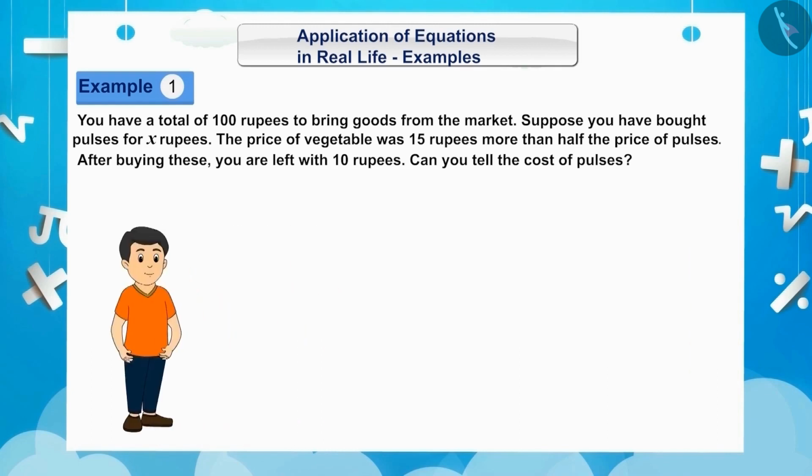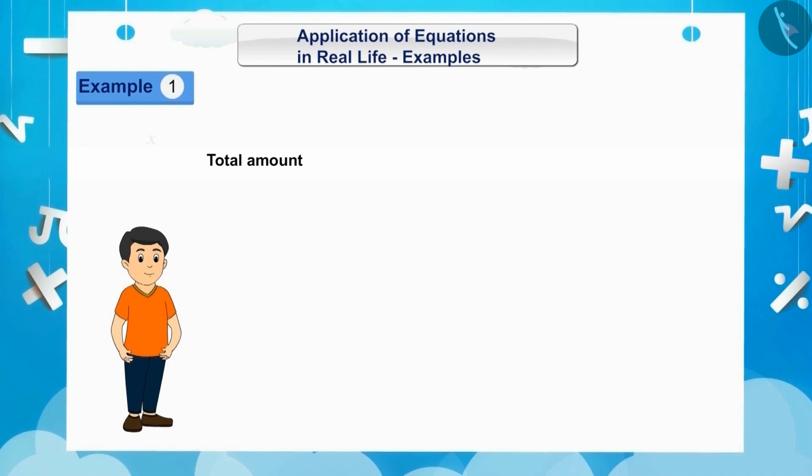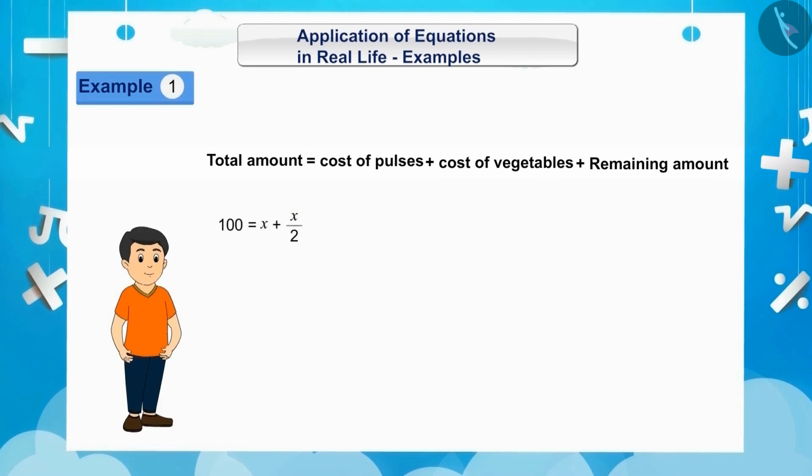Given that the cost of pulses is X rupees, the cost of vegetables is 15 more than half the cost of pulses, which is X by 2 plus 15. And we're left with 10 rupees. We know that the total amount is equal to cost of pulses plus cost of vegetables plus the remaining amount. Therefore, our equation will be 100 is equal to X plus X by 2 plus 15 plus 10.